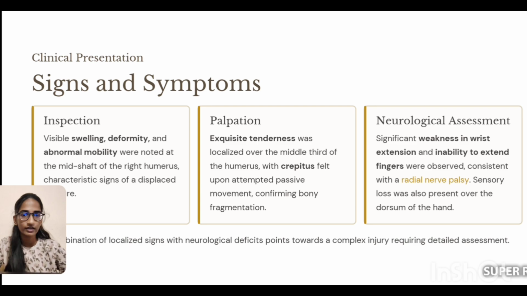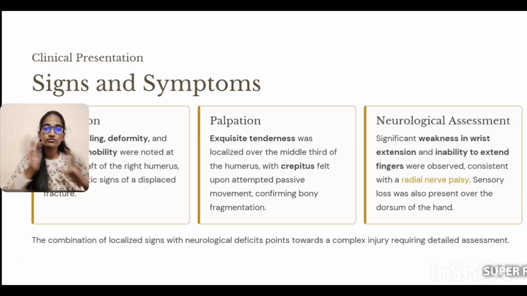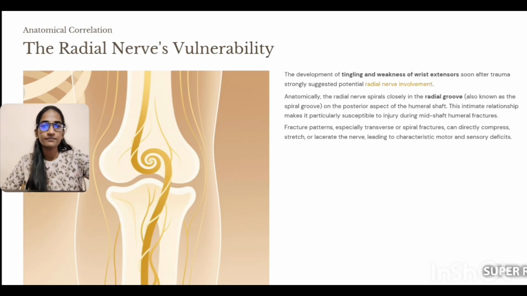movement, confirming bony fragmentation. On neurological assessment, significant weakness in wrist extension and inability to extend the fingers were observed, consistent with radial nerve palsy. Sensory loss was also present over the dorsum of the hand. This combination of localized signs and neurological deficit points towards a complex injury requiring detailed assessment.